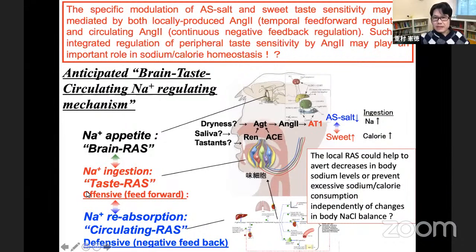We speculated that this local RAS could help to avert decreases in the body sodium level or prevent excessive sodium calorie consumption independently of changes in body sodium chloride balance.